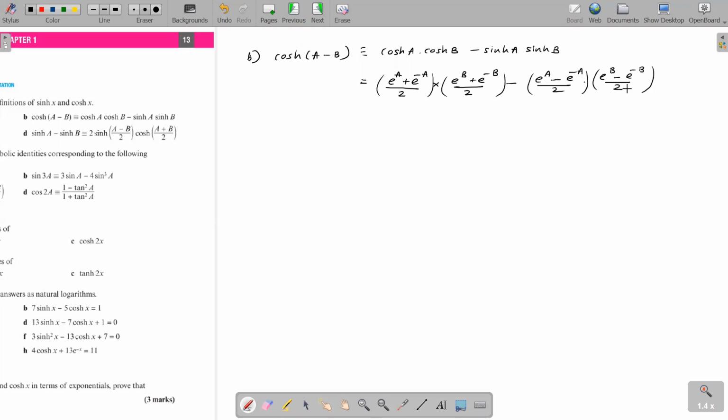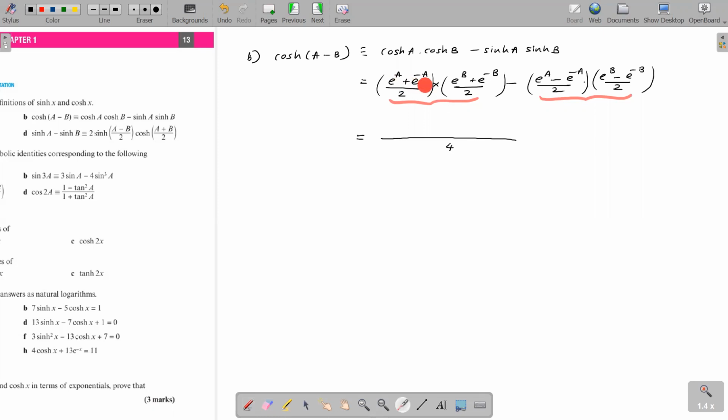So now you need to actually multiply them out. There are two terms here, so you have to multiply them together and multiply them together. And then finally we can go for the subtraction. All right, so here you have a common denominator of 4, where you multiply the denominators. So now let's multiply the numerators.